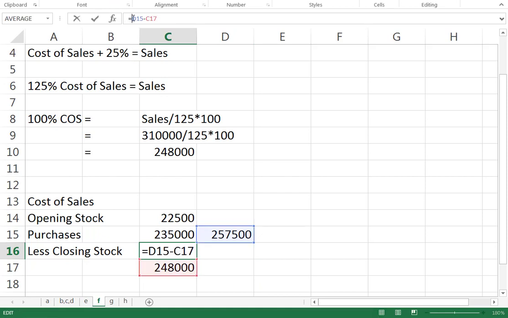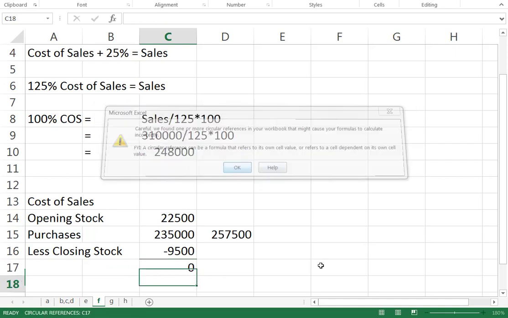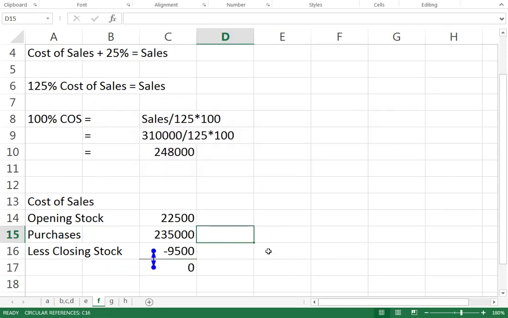And if I make that a minus, and I total these, it gives me 248,000, which is what we wanted. Opening plus purchases minus closing, giving us our cost of sales. Okay, so that was the relevance of them giving you that markup figure of 25%.